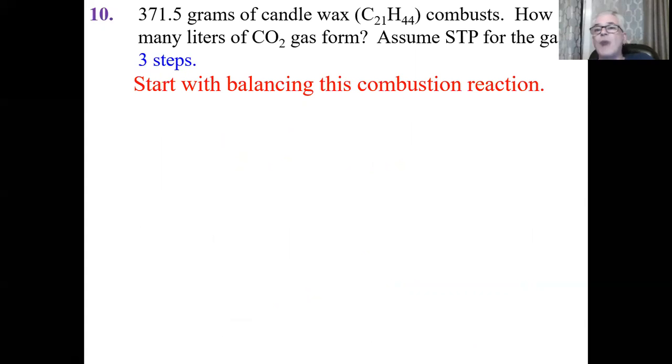All right, candle wax. Candle wax is a weird thing. There's no real formula for it. There's a lot of different kinds of wax, and probably they're all mixed up in the wax. But we're going to assume we have a formula for the wax. We've got pure wax of this formula, C21H44.